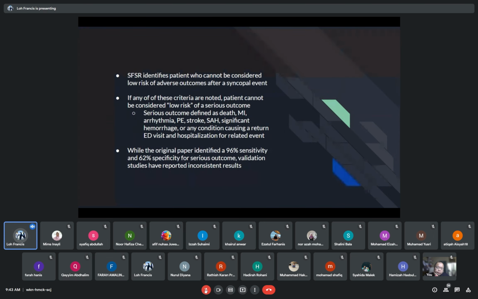This San Francisco syncope rule identifies the patients who cannot be considered as low risk of adverse outcome after a syncope event. The original paper identified 96% sensitivity and 62% specificity for serious outcome. But different validation studies have shown inconsistent results.